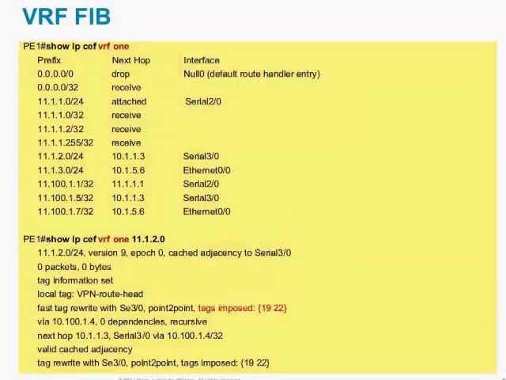So VRF not only builds its own RIB table, but also builds its own FIB table, forwarding information base, which is our CEF table. So again, show ip cef will display the content from the global CEF table, and show ip cef vrf and the VRF name will display the specific VRF's CEF table.